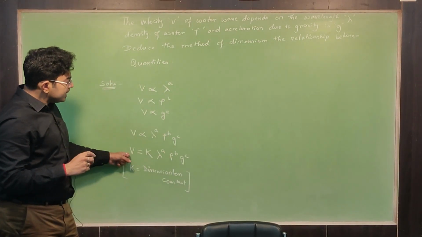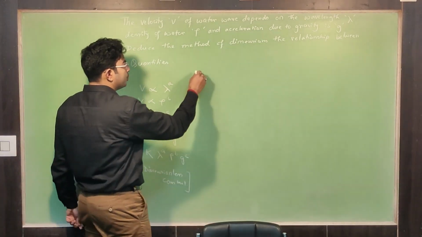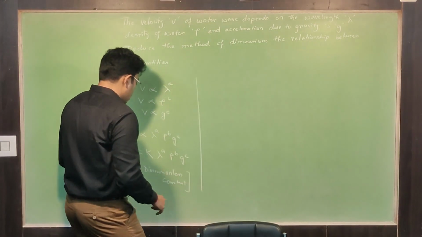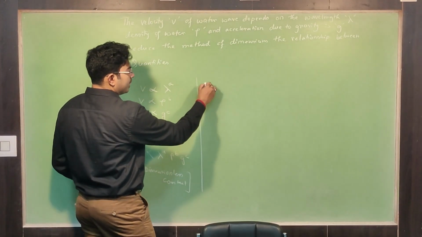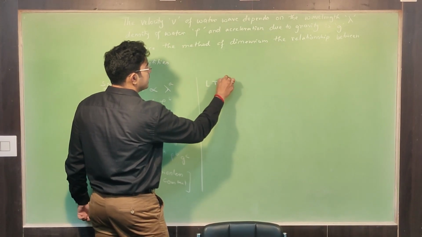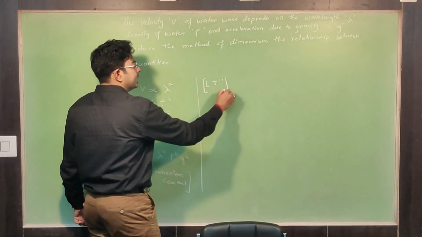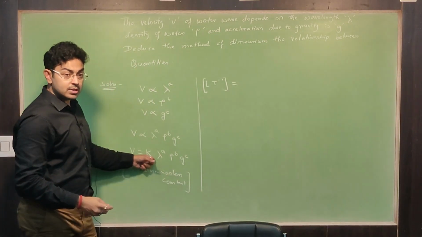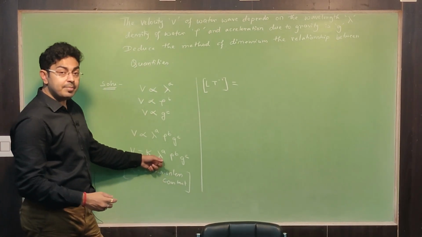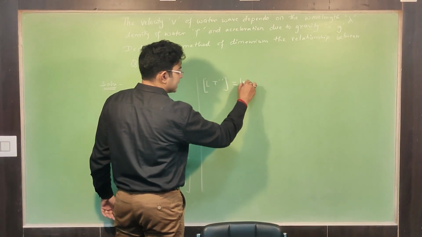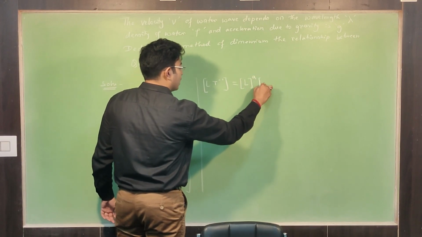Now v is equal to k lambda to the power a. So putting the dimensions, what can we write? What is the dimension of velocity? L t to the power minus 1. Right? K is a dimensionless constant. What is the dimension of lambda? Lambda is wavelength. That is L to the power A.